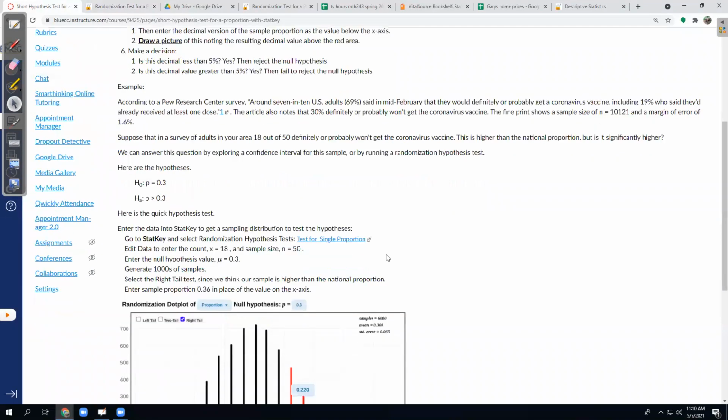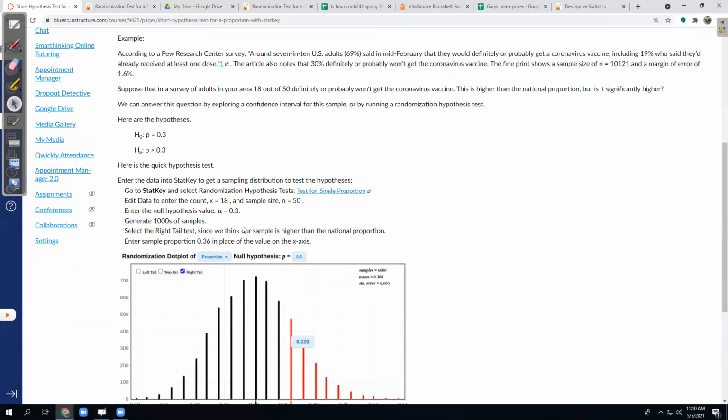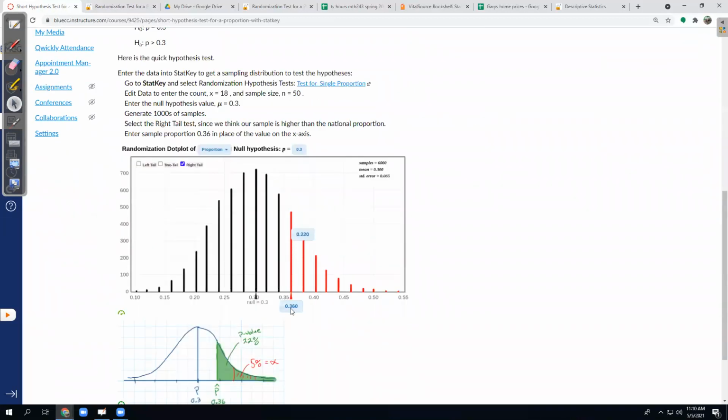And so here I just run through an example where I say, okay, I got this sample where 18 out of 50 people in my area said they weren't going to get it. 18 out of 50 is 36%. Is 36% significantly higher than 30%? So I plugged that all into StatKey. And StatKey said, well, if you expected it to be 30% and you found 36% of 50 people, there's about a 22% chance that can happen. Like 22%, that's not that unusual.